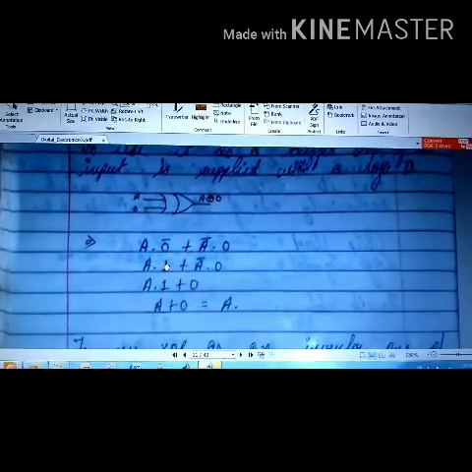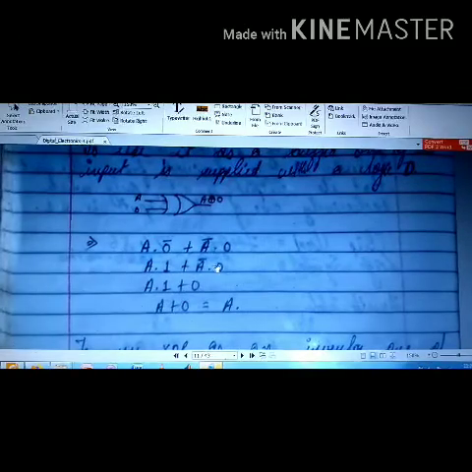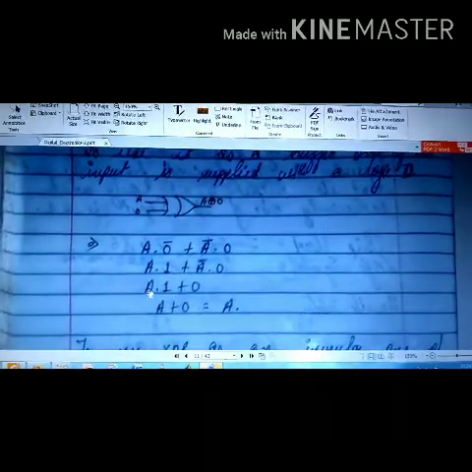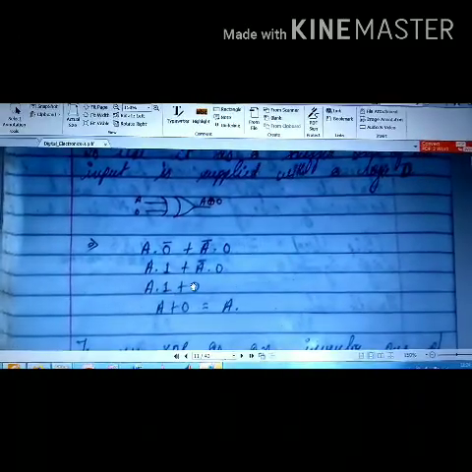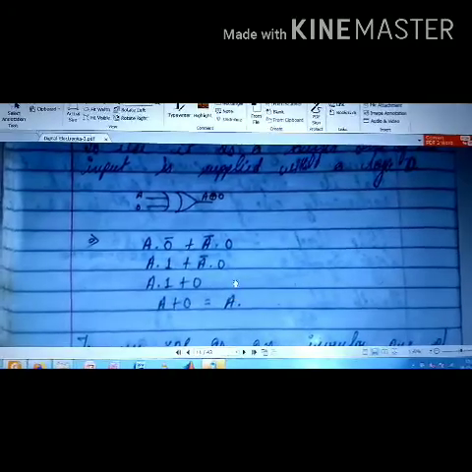So A dot 1 plus A bar dot 0. This comes out to be 0. So A dot 1 is A, plus 0. So A plus 0 is A.